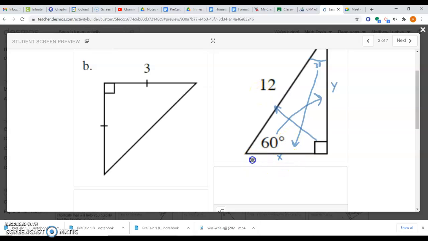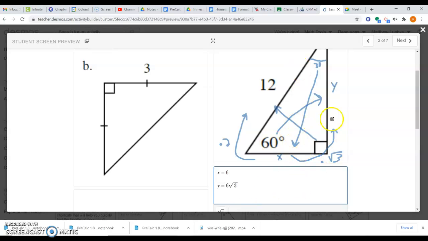Remember, this is pretty much the pattern to a 30, 60, 90: short leg times 2 is hypotenuse. Short leg times the square root of 3 is long leg. And so the only x value that would work here is x equaling 6, because 6 times 2 gives you 12. Now that you know x is 6, well then 6 times the square root of 3 is going to give you y. And so your y would equal 6 times the square root of 3. And you have your answers for those missing sides.